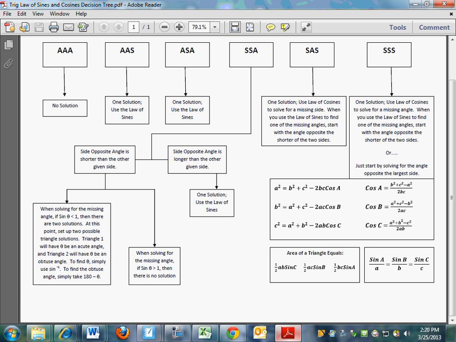How about side, side, side? Did that work? Yeah, it did. Side, side, side worked. But the law of sines requires that you have a side and its opposite angle. And if you're given 3 sides, you don't have a side and its opposite angle. So you can't use the law of sines for side, side, side. You have to use something that we call the law of cosines. And we'll do that later. Side, angle, side, again, you don't have a side and its opposite angle. So again, we use the law of cosines.